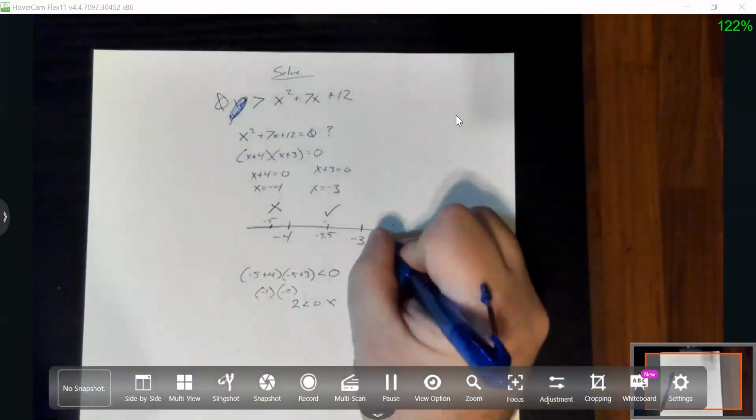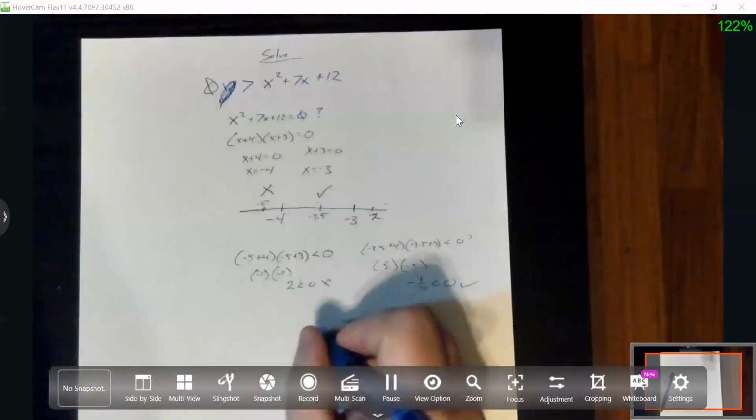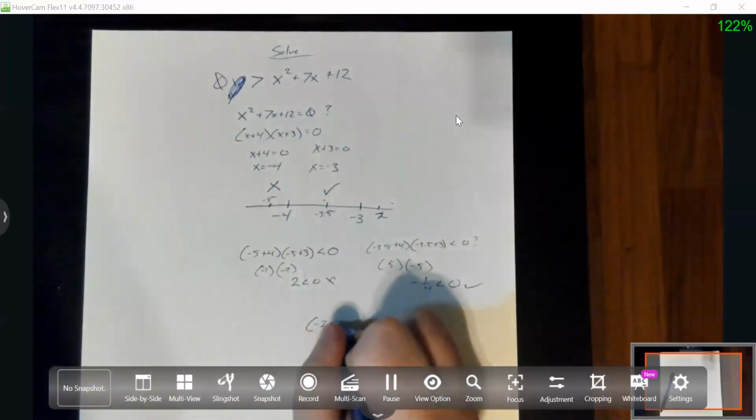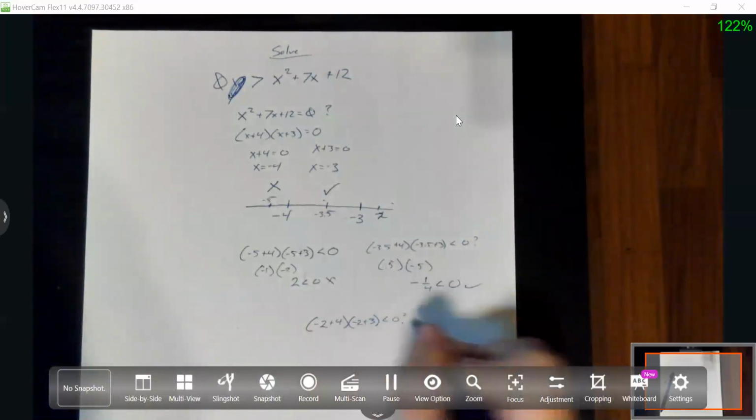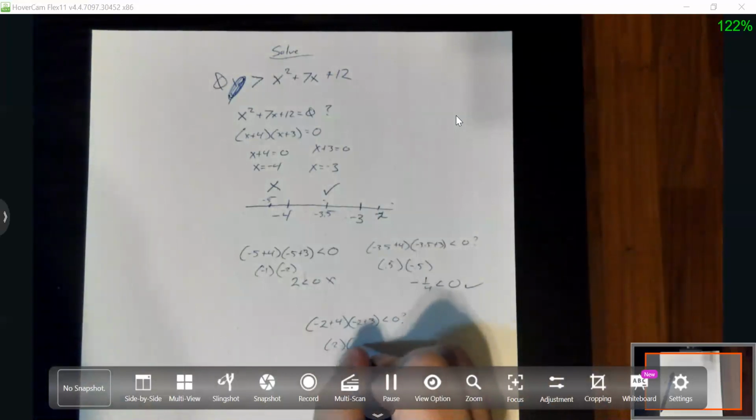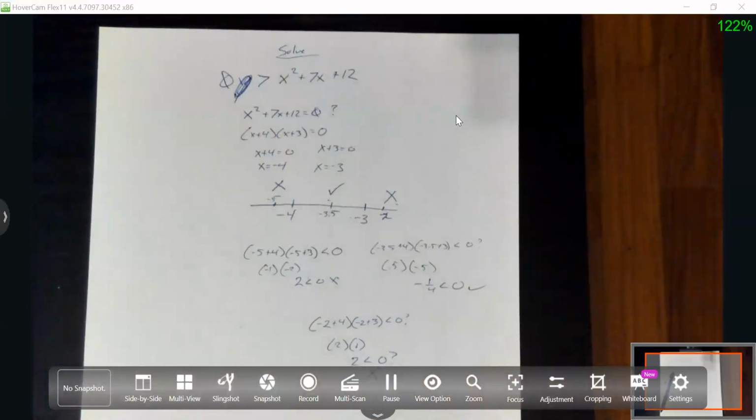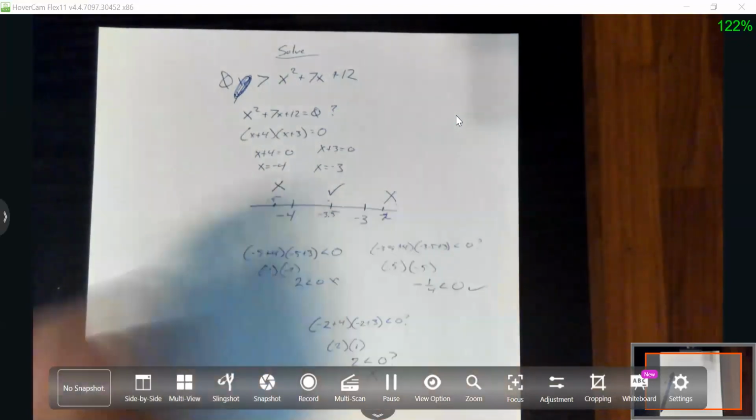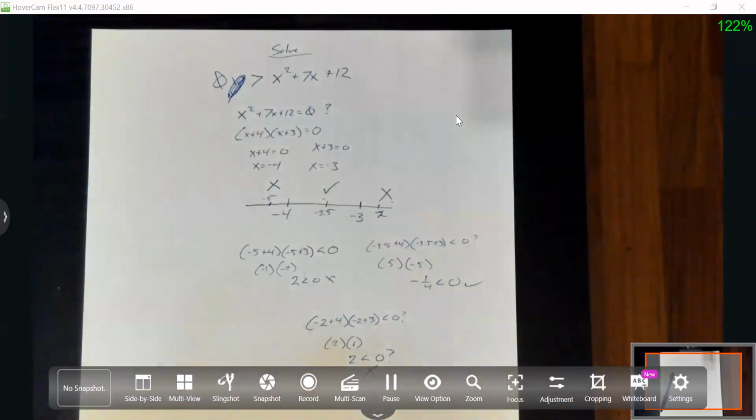All right, one final one. Let's try a -2. If I try a -2, that's -2 plus 4 times -2 plus 3. We're saying, is that less than 0? So that's 2 times 1, which is 2. 2 is not less than 0. It failed over here on the right. And this is typically going to be your pattern. You're either going to get both sides, or we're usually going to get the middle. It's rare for it to be anything different. So in this case, it's only the middle.